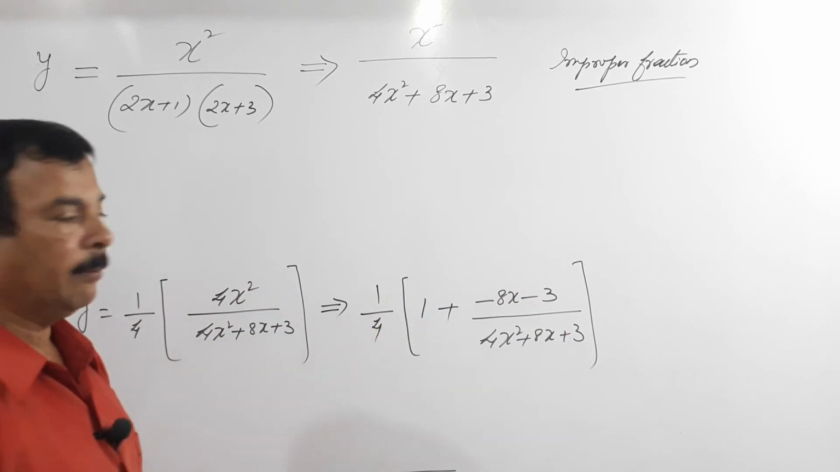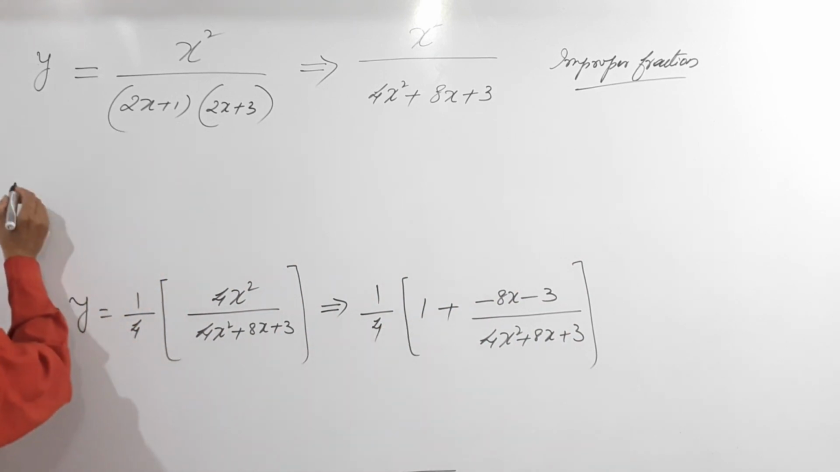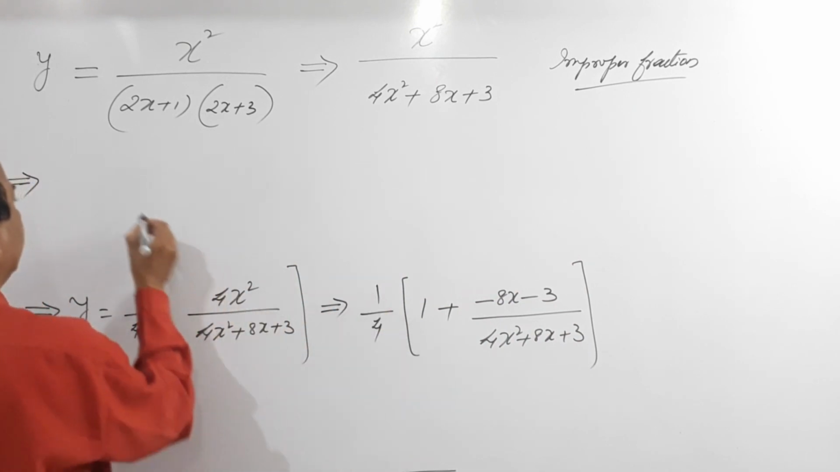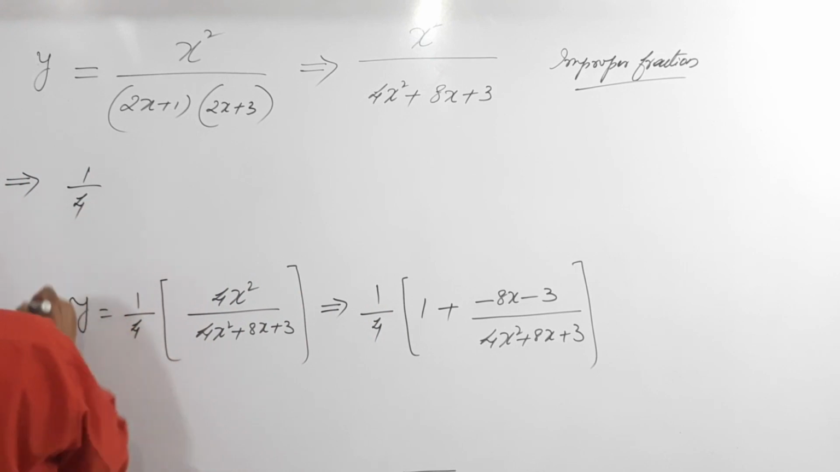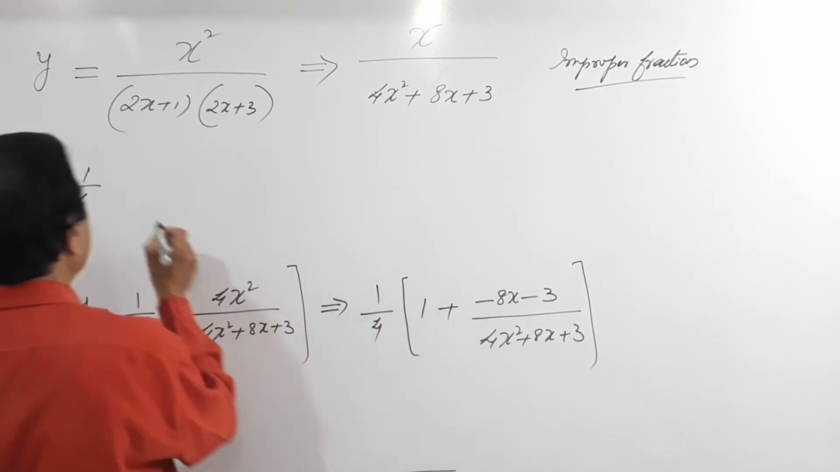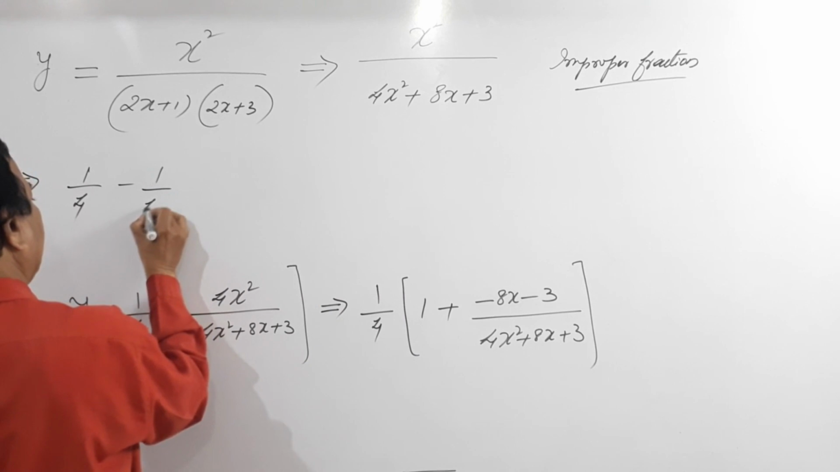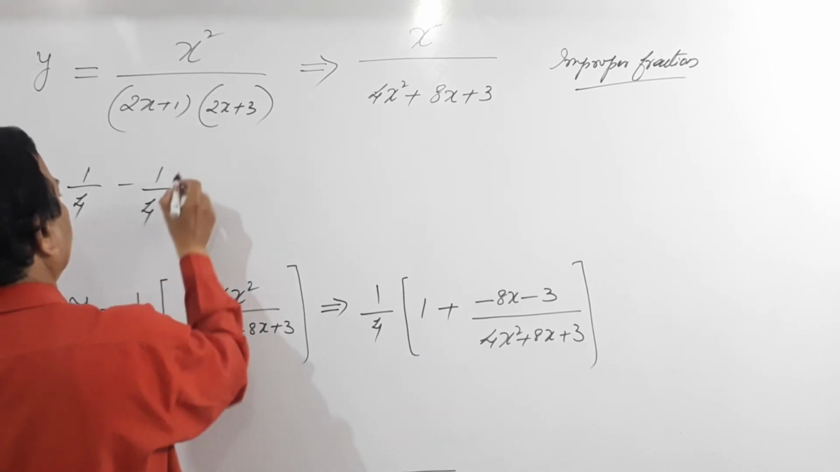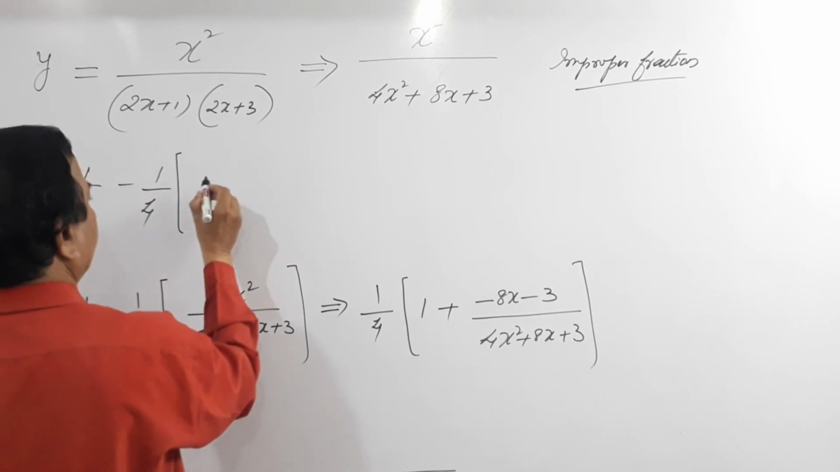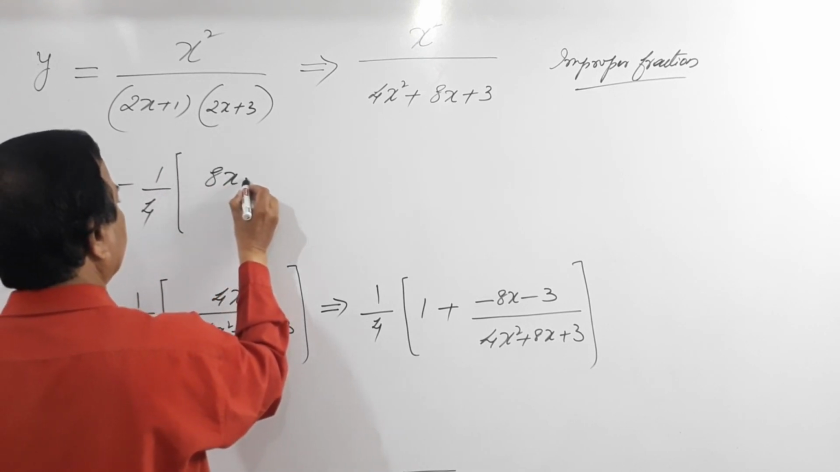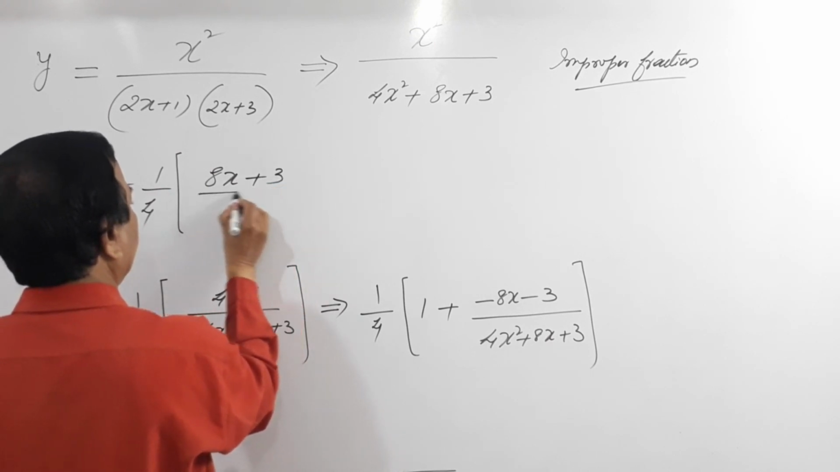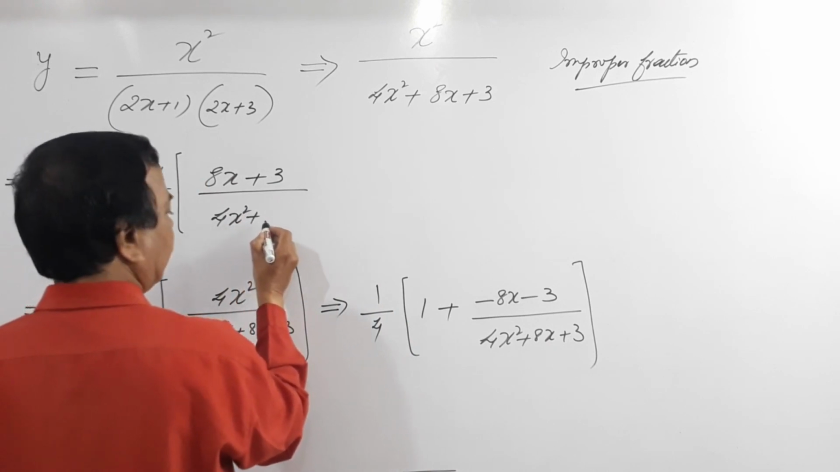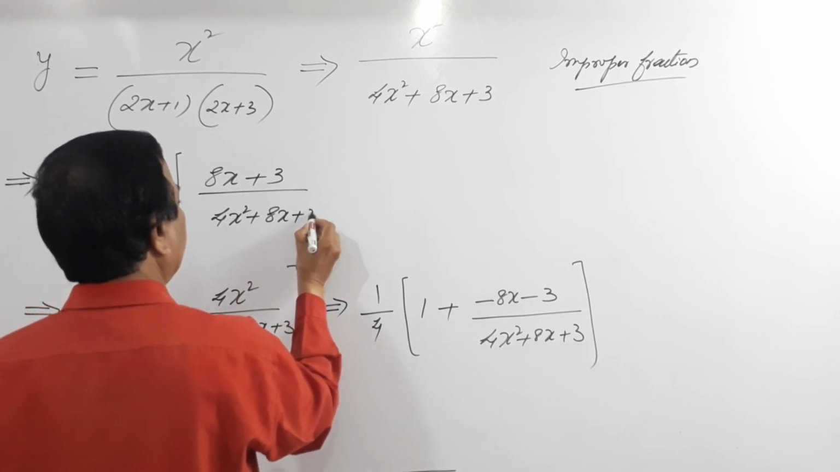Now after this I will multiply this. What happens? This becomes 1 by 4. So plus into minus, minus 1 by 4. This will be 8x plus 3 by 4x square plus 8x plus 3.